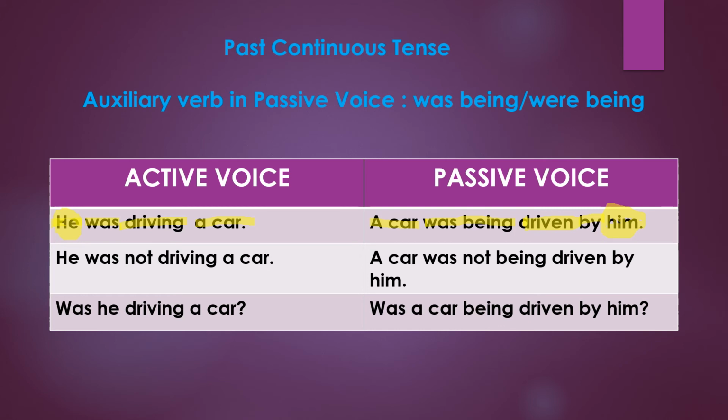Same with the negative sentence, that is, he was not driving a car. A car was not being driven by him. For the interrogative sentence, was he driving a car? Was a car being driven by him?